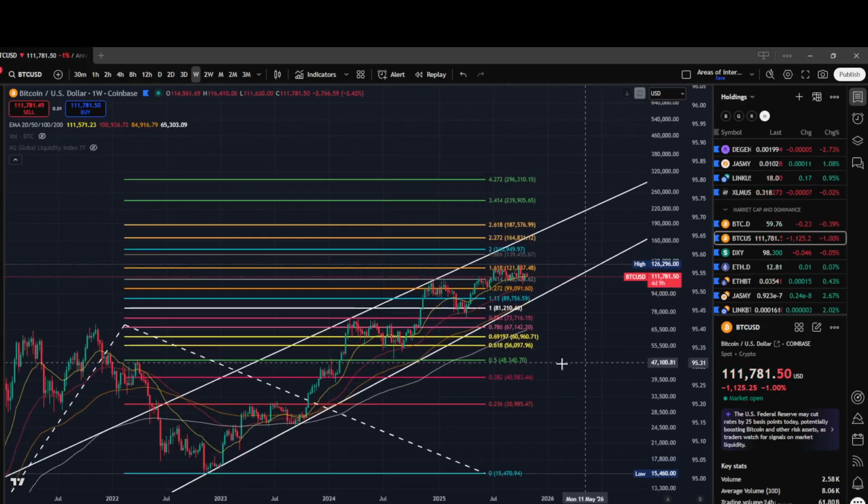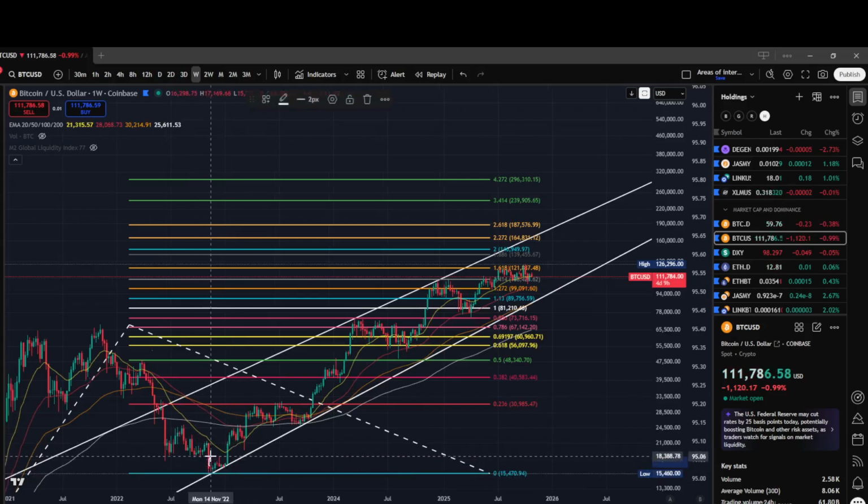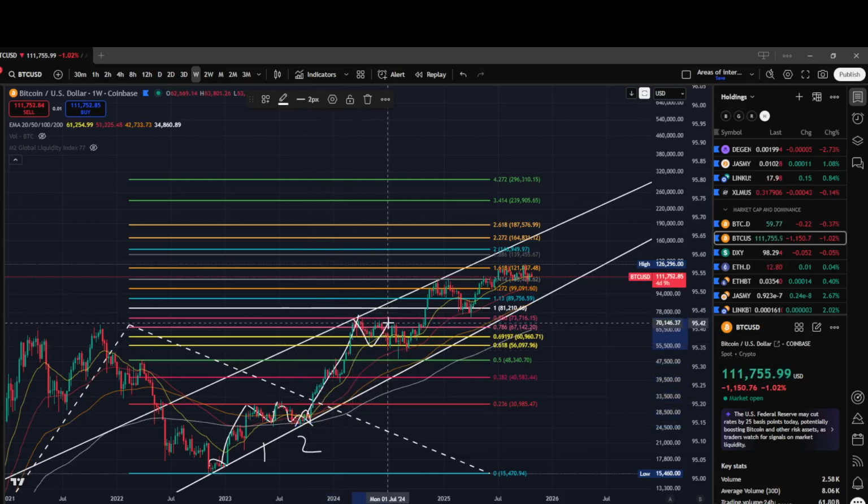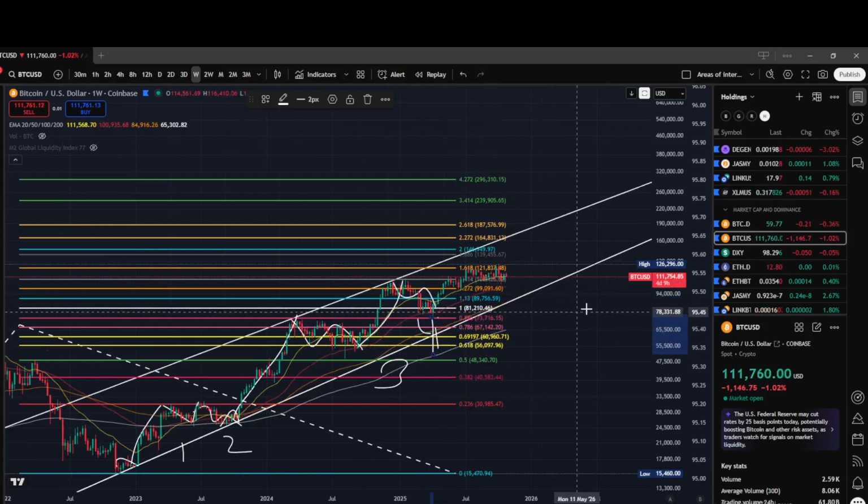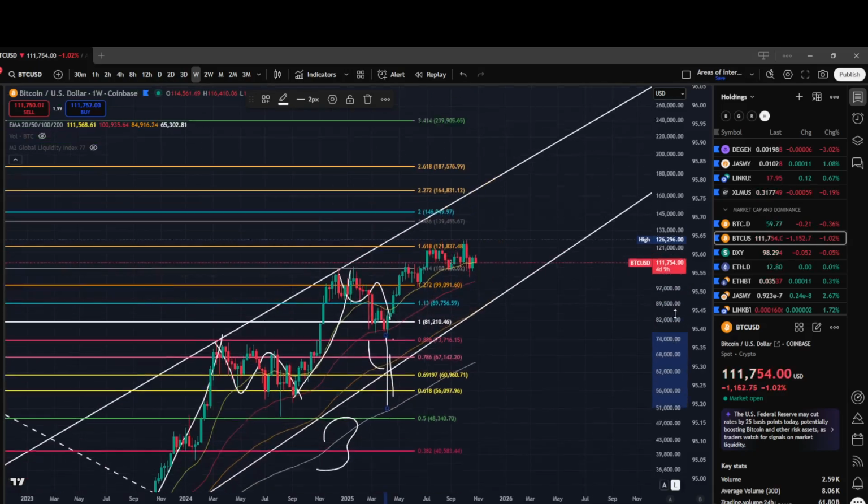Some version of an extended fifth. Overall, you have your 1, 2, your 3, your 4, and your 5, and then you have your second wave move down. So you have a 1, 2, 3, 4, 5 for your third wave. You got a big drawdown in your fourth wave, and you're in your fifth wave right now.